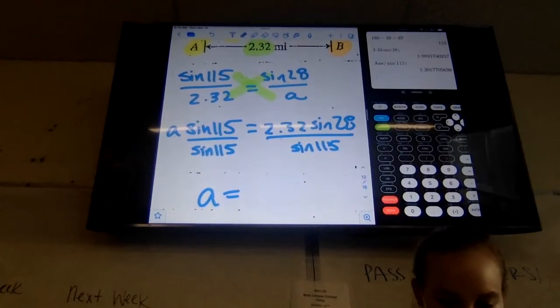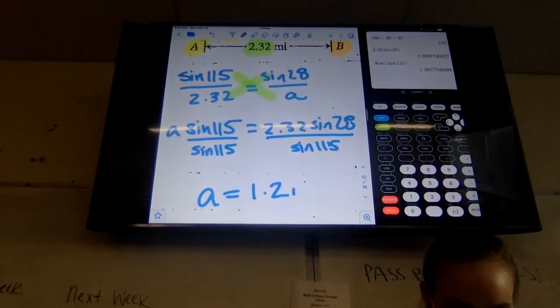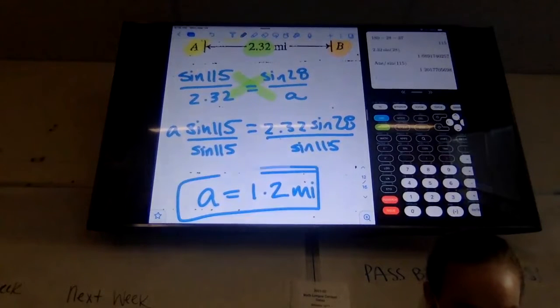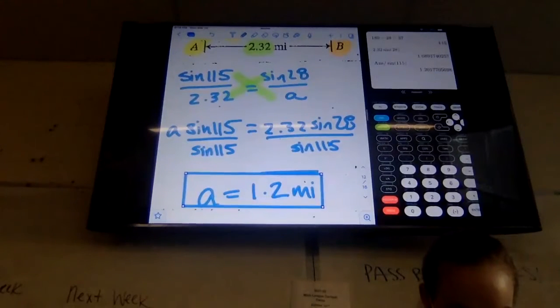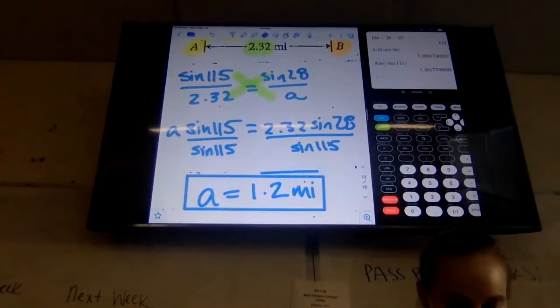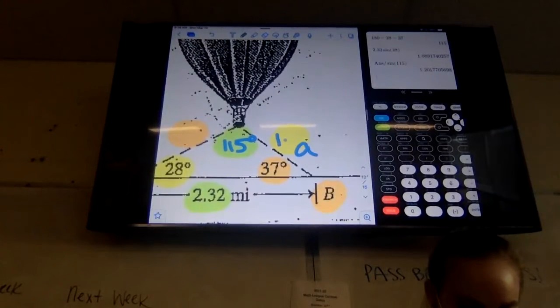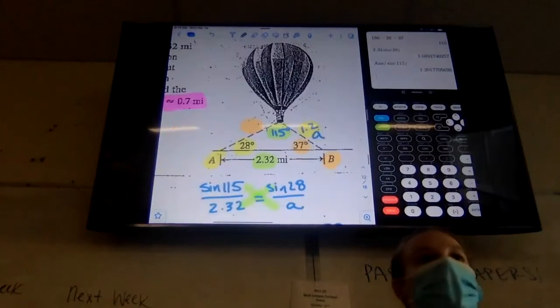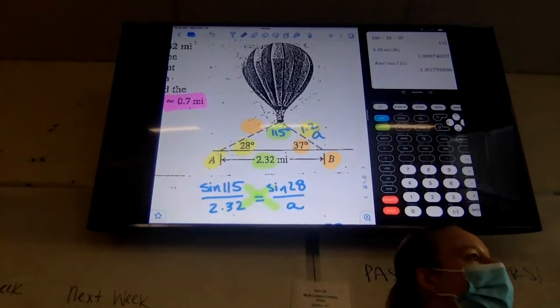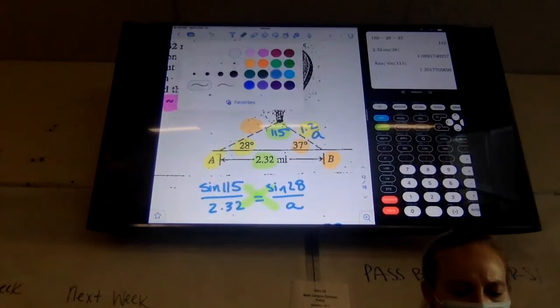And I get A equals 1.2. Okay, cool. All right, 1.2. Now that's not what we need to find. We have to find the altitude. Do you remember what an altitude is?